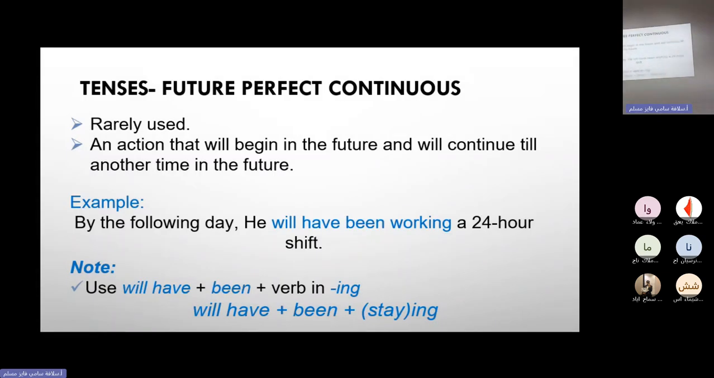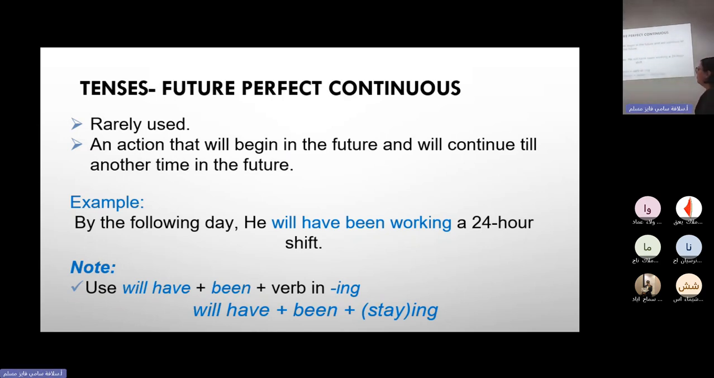The last one is the future perfect continuous. When do we use it? It is rarely used. It is used mostly in literary writing, but it is rarely used. This states that an action will begin in the future and will continue until another time in the future. Okay? Come on, Malak Yaqoub.